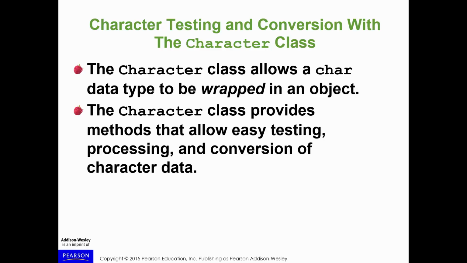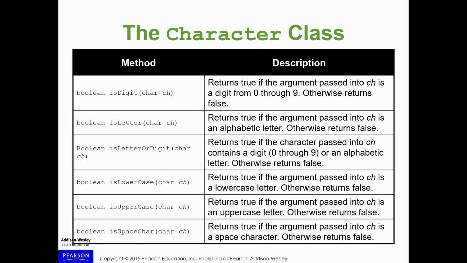All right, the character class allows a char to be wrapped in an object. So you might say, why would I want to do something like this? Because when you use a primitive data type, there's very few things you can do with it. You can assign a value to it. You can compare two primitives of the same type, etc. But other than that, there's not much you can do with them. But if you wrap your primitive in a wrapper, all right, if you put a wrapper around it, now it becomes the equivalent of an object. And there are a lot of methods that you can use to work with it.